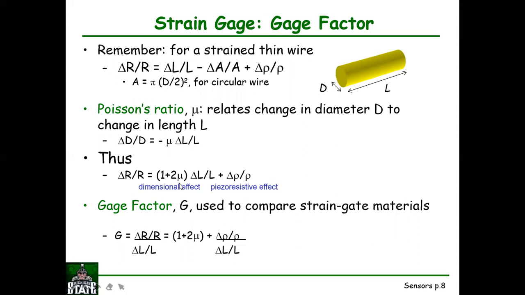So on the third equation, if you divide this third equation by delta L by L, you will get your gauge factor. And gauge factor is what? We use this factor to analyze the change that will occur in your resistance and that will occur in your length.